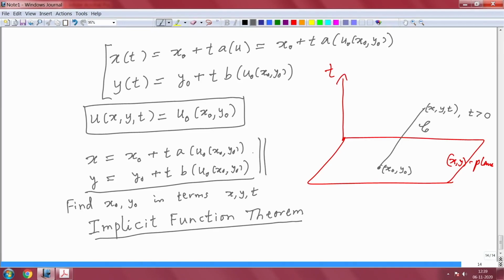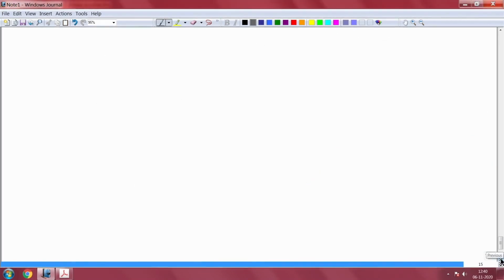So, we want to solve these two equations for x 0 y 0 in terms of x y t. Given a point x y t, we want to find x 0 y 0, and then the solution is given by this. Once we find x 0 y 0, the solution is given by that. Okay. And what does the implicit function theorem tell us? You look at the determinant of the Jacobian. This is a 2 by 2 thing, so let me just write it.